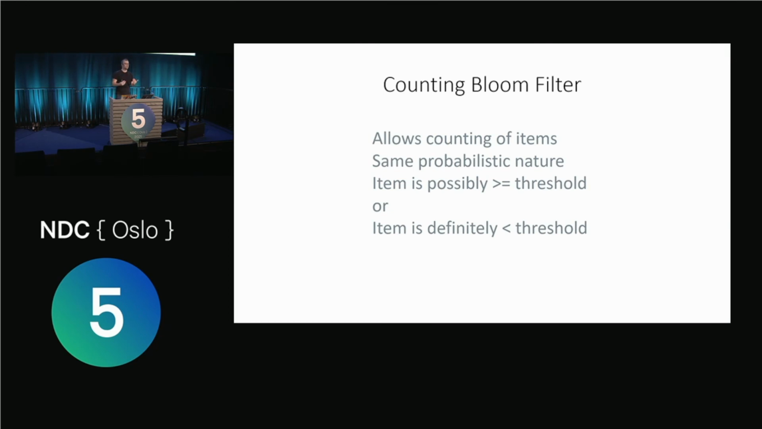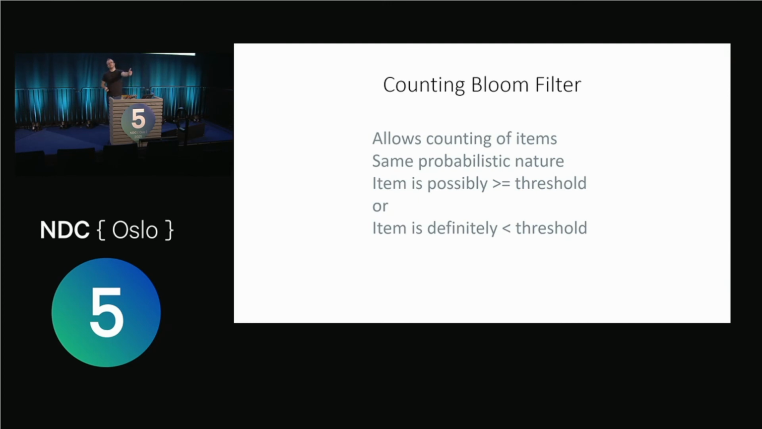So same kind of probabilistic nature. If you think about it, the possibility of being over the count is because other insertions may have collided and artificially increased the count of the item you queried for. But insertions can never decrease the count, right? We're only ever increasing the count of items. So what we're saying is basically, yes, we know that we've seen it, but we may have possibly overestimated how frequently.